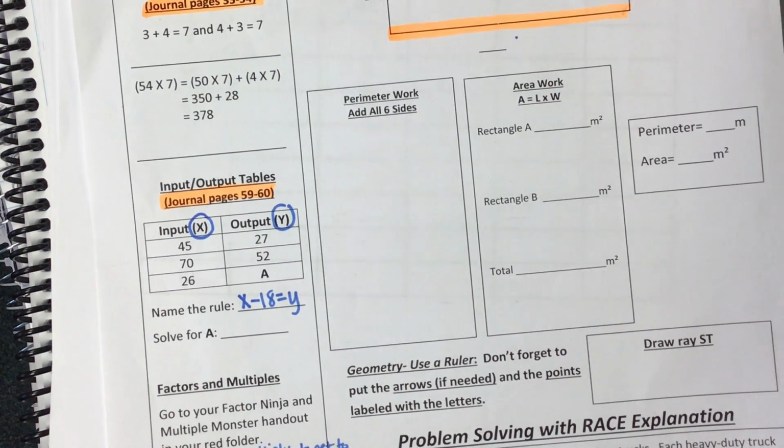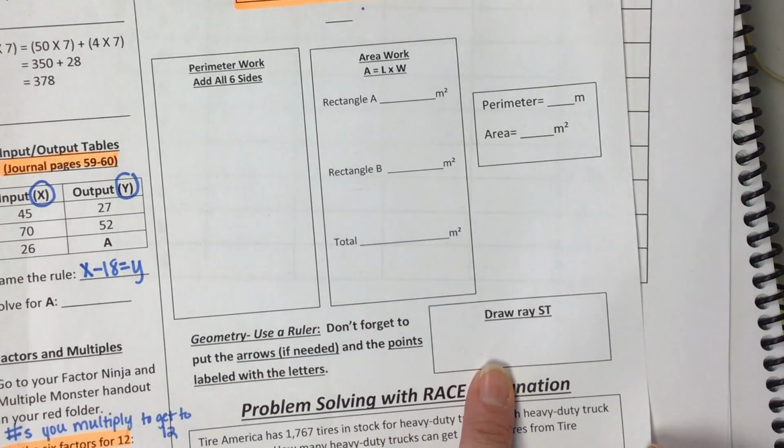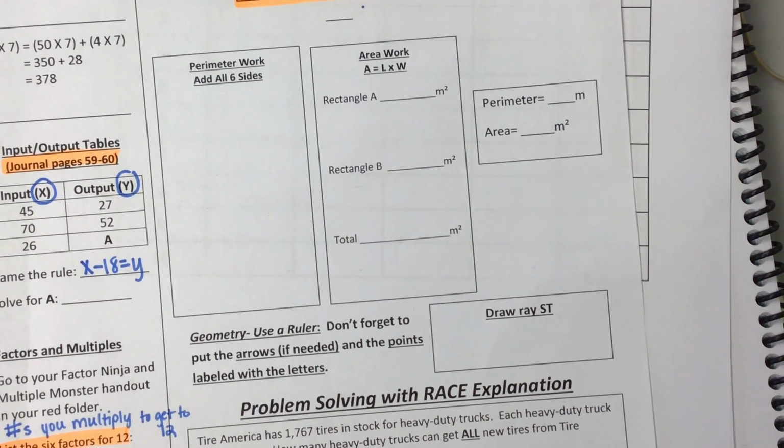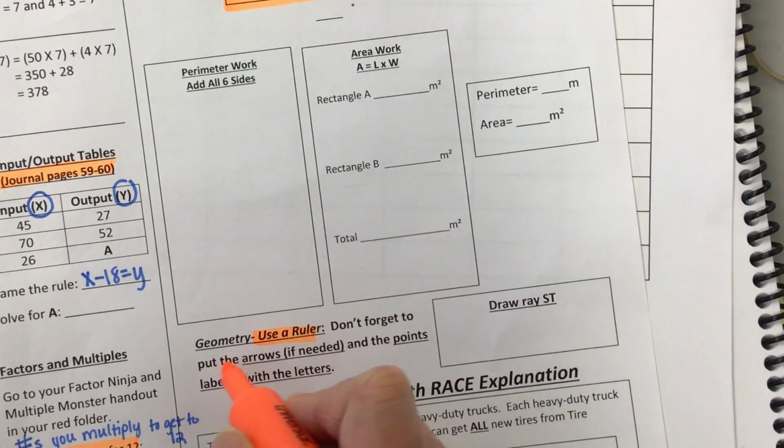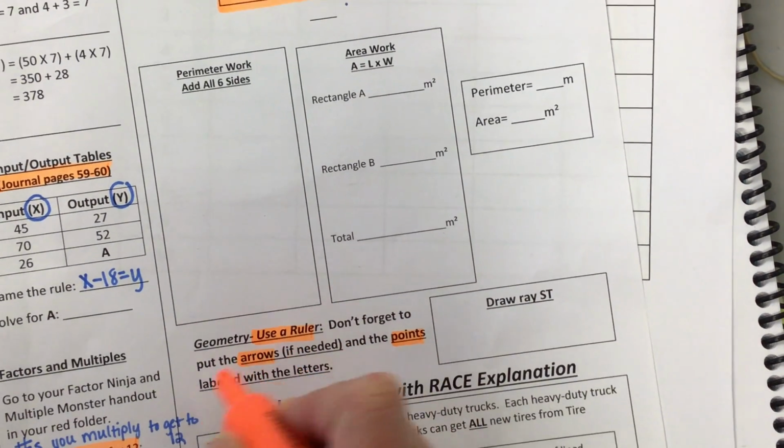Oh, one thing that I forgot to say was this one. Look at this little one. Use a ruler, draw ray ST, put the arrows and points labeled with letters.